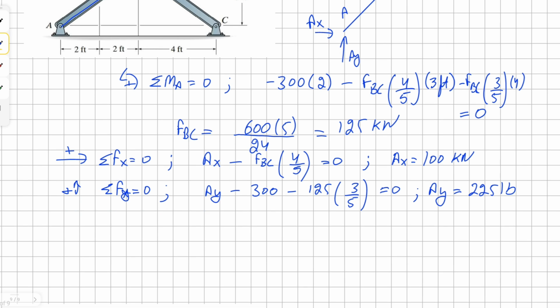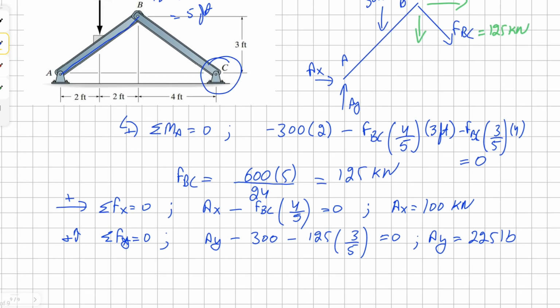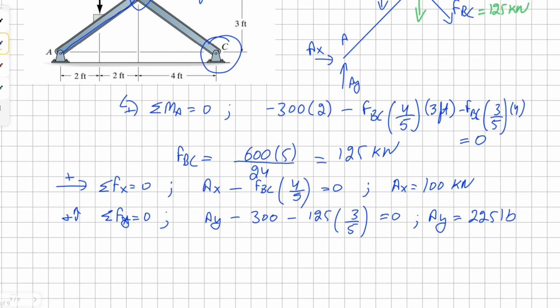Alright, now that we have those forces, we just need to find our forces for the pin at C. We know that whatever reaction forces are being exerted at point B will be our forces at point C, because there aren't any other external forces acting along the member BC. So therefore, our Bx is equal to Cx, and our Cy is equal to By.